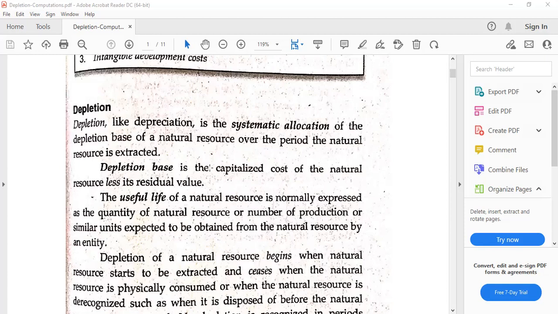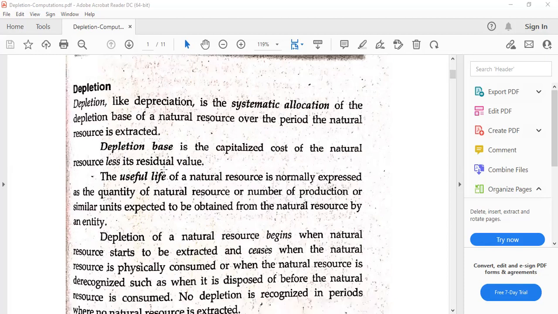And just like depreciation, the allocation will be over that period of time. And that period of time is when we are going to extract the resource. However, although we said when, it's not going to directly state that the method to be used is the straight line method. No. In fact, we mentioned it's going to be the units of production method.